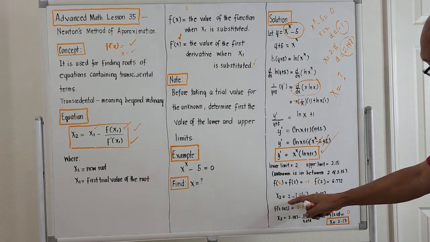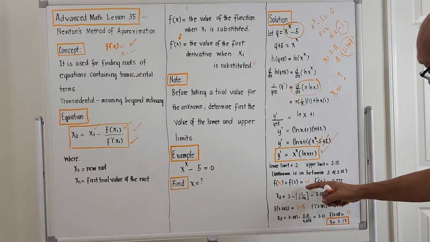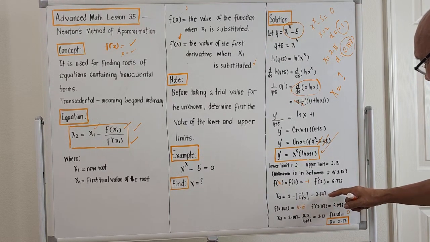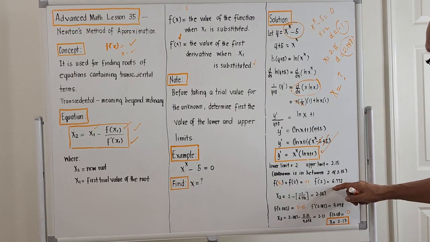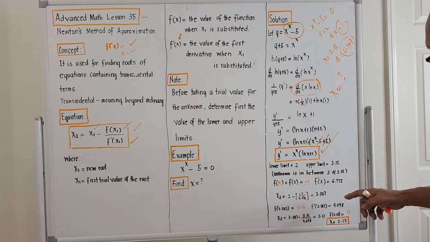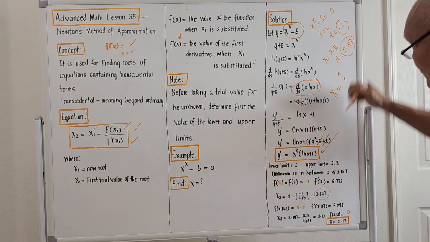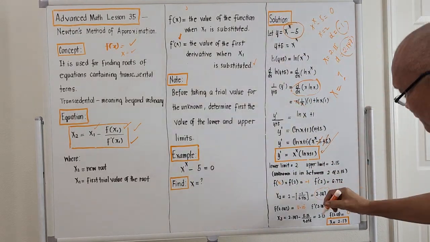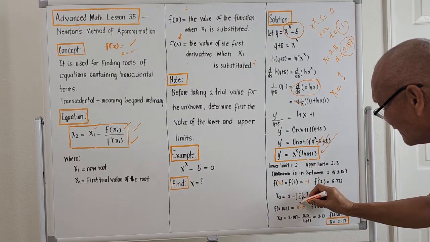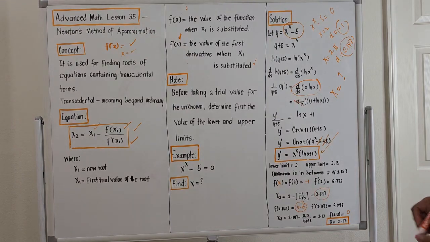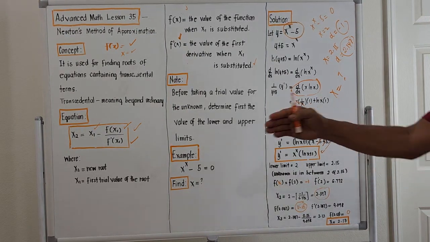x2 will be 2 minus f1x is actually negative 1 over 6.772. Okay? What comes out is actually 2.147. This should be plus. Okay? If we substitute the value of 2.147 back here, the difference is actually 0.15. You see it? It is 0.15. It is not 0. So meaning, the value 2.147 is higher than the correct value.